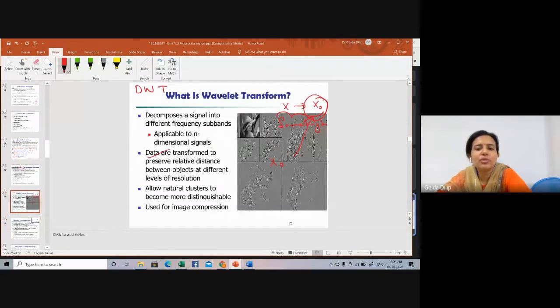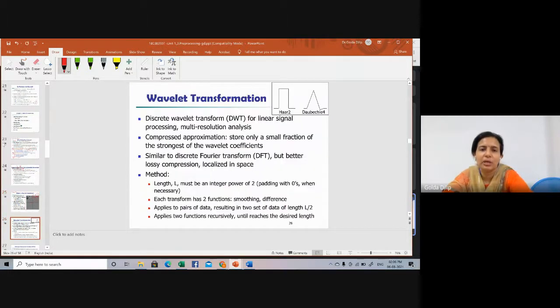It allows natural clusters to become more distinguishable, and is used for image compression. This wavelet transformation and PCA are mainly used in the domain of image processing and image compression. Wavelet transformation is used for multi-resolution analysis, and it stores only a small fraction of the strongest wavelet coefficients.